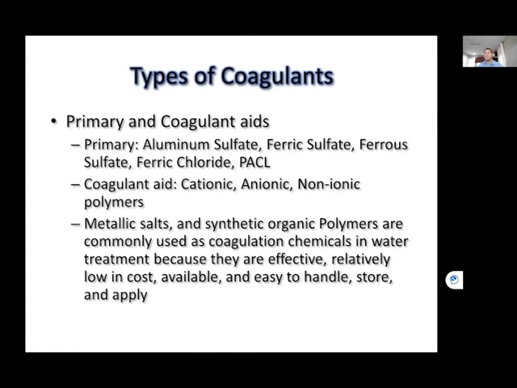Types of coagulants. You're going to have primary coagulants and coagulant aids. Typically, the primary coagulants are going to be your aluminum sulfates, ferric sulfate, ferrous sulfate, ferric chloride, polyaluminum chloride, and each is specific to the type of water you're trying to treat. Coagulant aids are usually cationic, anionic, non-ionic polymers. Metallic salts and synthetic organic polymers are commonly used as coagulation chemicals in water treatment because they are effective, relatively low in cost, available, and easy to handle, store, and apply.